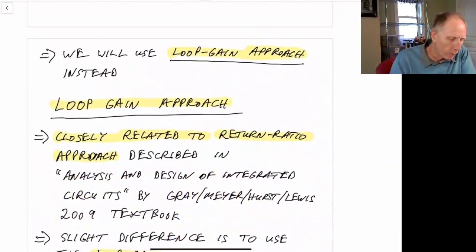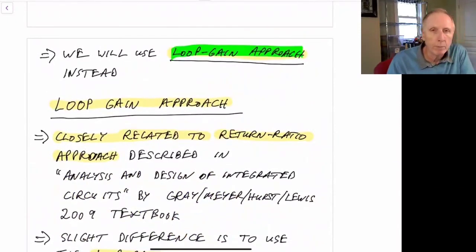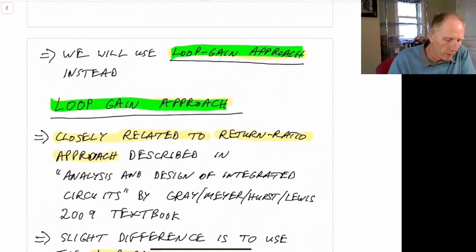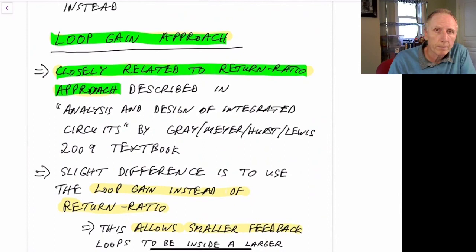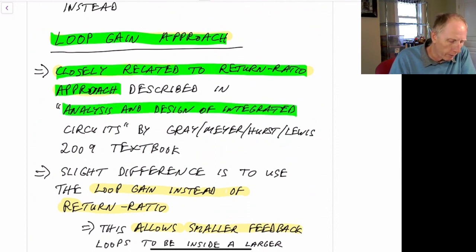So what we find instead is that we're going to be using what's called a loop gain approach. This loop gain approach we'll be talking about in the other videos. It's very closely related to something called a return ratio approach. The return ratio approach was developed a number of years ago. It's well described in a textbook called Analysis and Design of Analog Integrated Circuits by Gray, Meyer, Hurst, and Lewis, in a 2009 textbook.